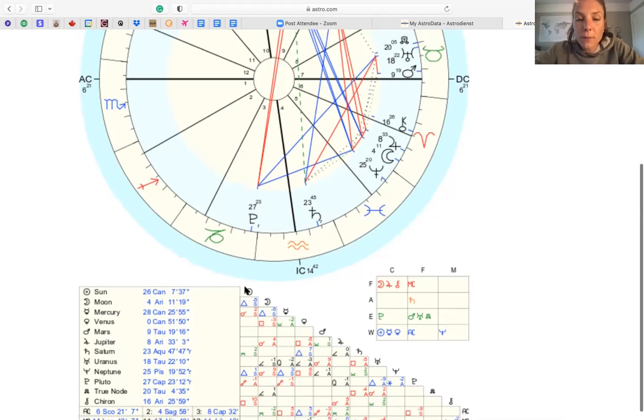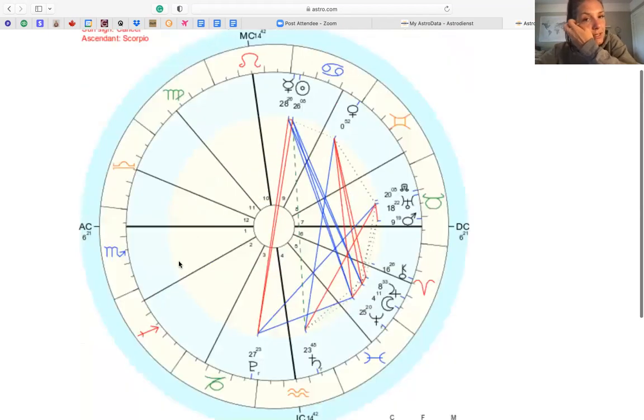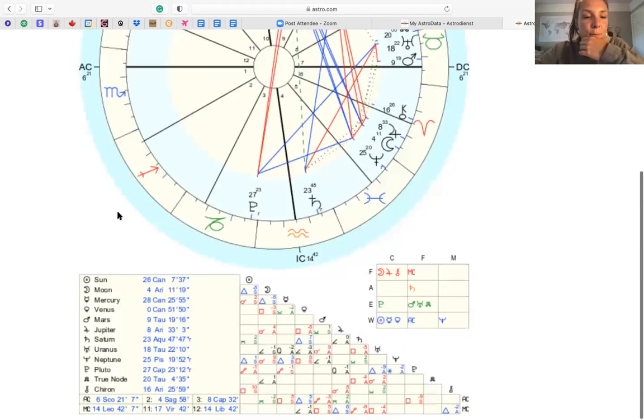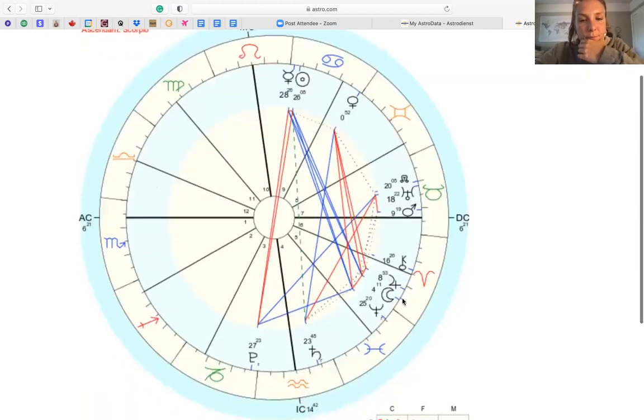So what you'll notice right away is the sun is trining the moon. What does that mean? Well, the sun is currently in the sign of Cancer. So where's the sun? Oh, there it is in the sign of Cancer. Moon is in Aries. Where's the moon? Over here in the 5th house.